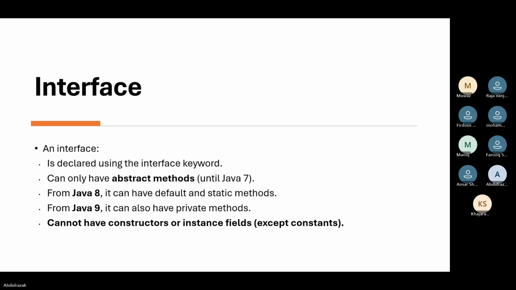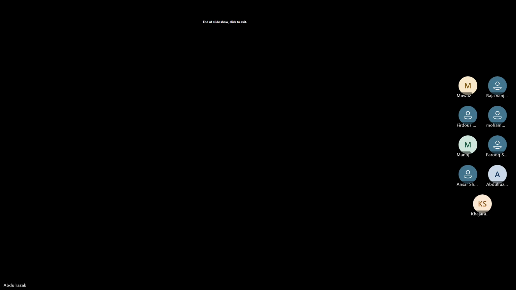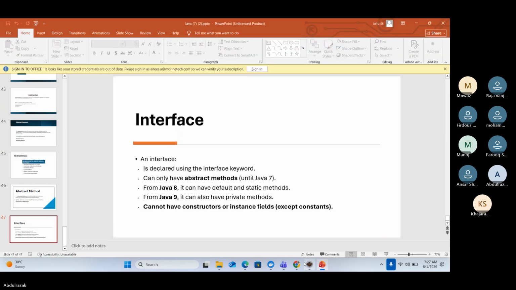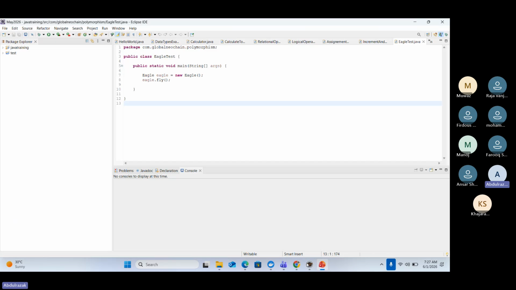But for an abstract class, it should be a common category. So the category which contains the common behavior, that time we can choose the abstract class. And we saw some examples yesterday also, right?